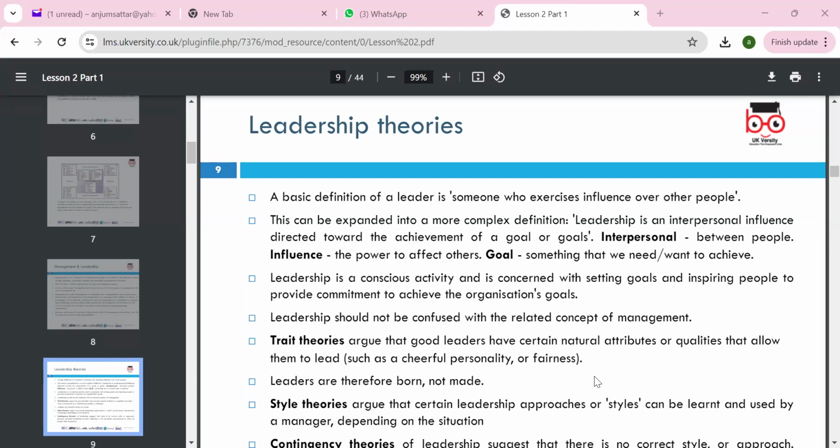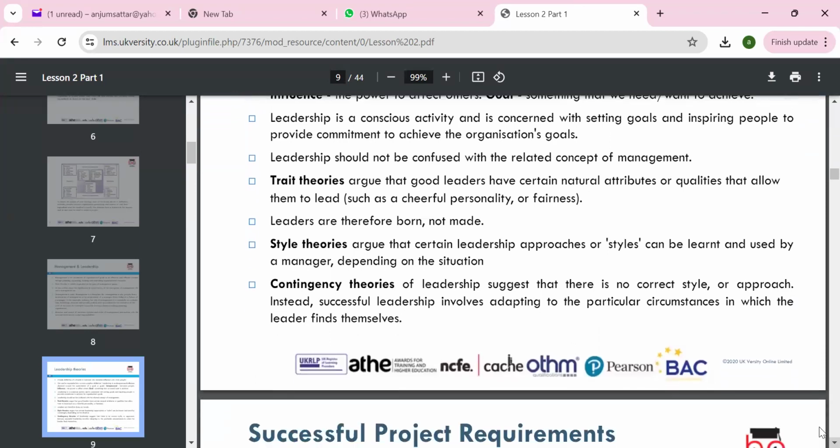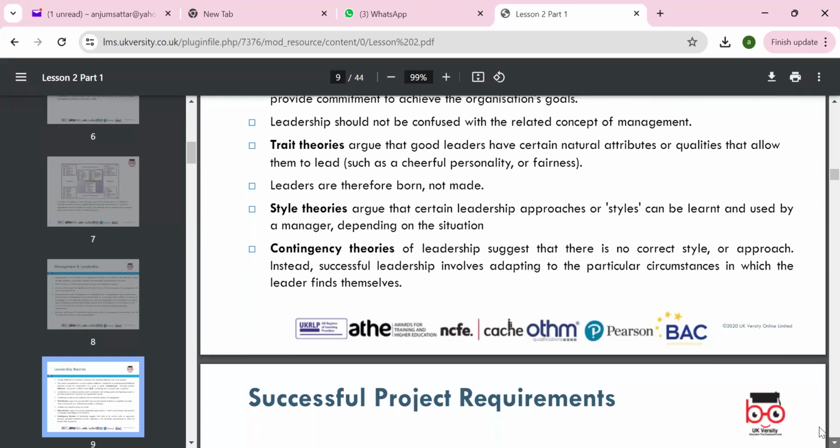Trait theory argues that a good leader has certain natural attributes or qualities that allow them to lead, such as a cheerful personality, fairness, style. Arguably, certain leadership approaches or styles can be learned and used, depending on the situation. Contingency theory of leadership suggests that there is no correct style or approach. Instead, successful leadership involves adapting to the particular circumstances in which the leaders find themselves.